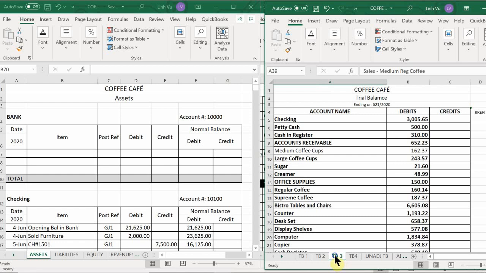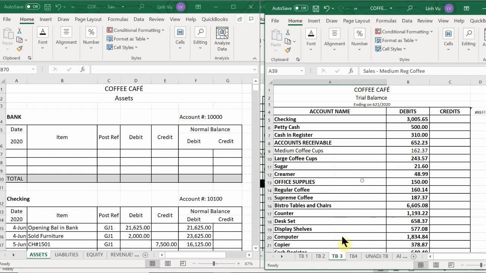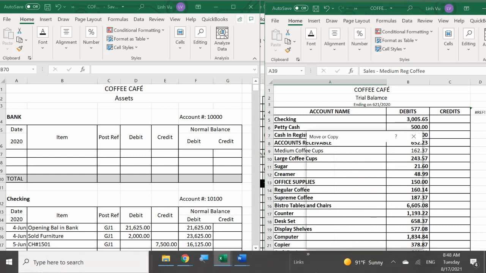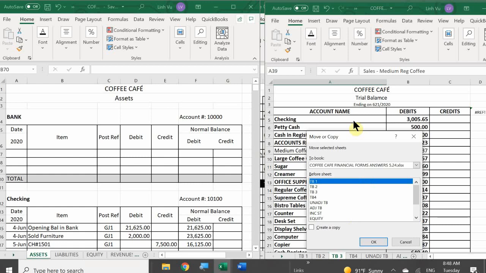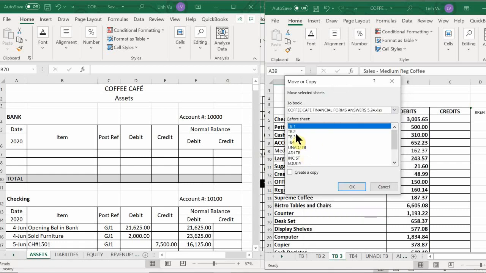I'm gonna right click it, okay? And it's gonna give you an option to either move or make a copy. So I'm gonna click on move or copy. And then you're gonna get this screen right here. Now, in this case, if I just select this and I click OK, I'm just moving my worksheet around. But in this case, I wanna place it right before my trial balance number 4. And I'm going to click right here where it says create a copy.